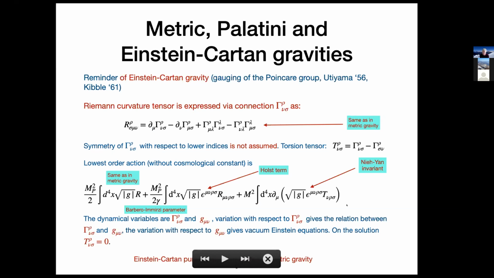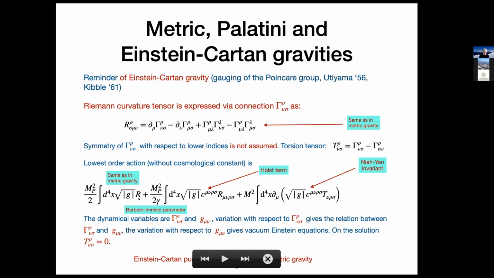You have again the Riemann curvature tensor, which is expressed via connection exactly in the same way as previously. Now, the symmetry of connection with respect to two lower indices is not assumed. So that means that the theory has yet another geometric structure which is called the torsion tensor, and which is the antisymmetric part of the connection.